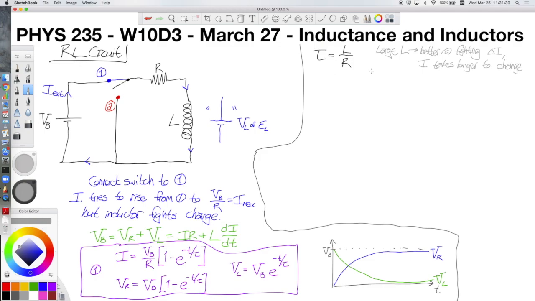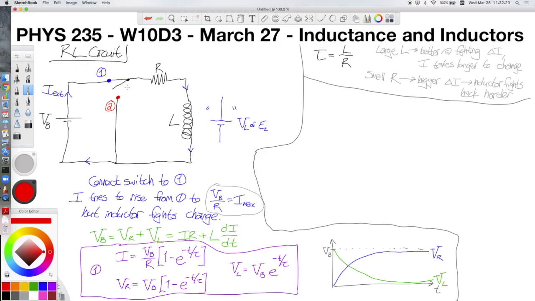On the flip side here, a small R means a bigger change in current. Because remember, V equals IR, so the maximum current down here, if we pick a smaller R, we get a larger maximum current. So we get a larger change in current, which means the inductor fights back harder. And that is our time constant for this circuit.